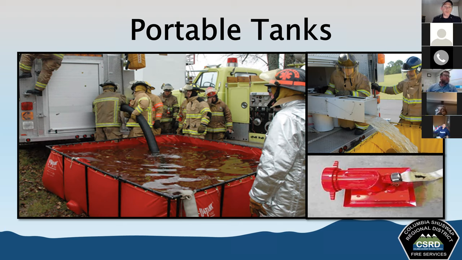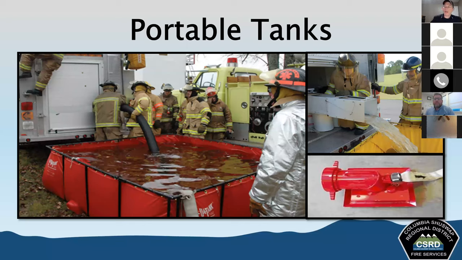And we can funnel water from one place to another using jets, what's called jet siphons. At the bottom right photo there is a picture of a jet siphon. What that's used for is to actually pump water between portable tanks. We do that by actually running water into it, creating a bit of a vacuum or a siphon from it, and then the water will be dumped into a nearby portable tank using the larger discharge.